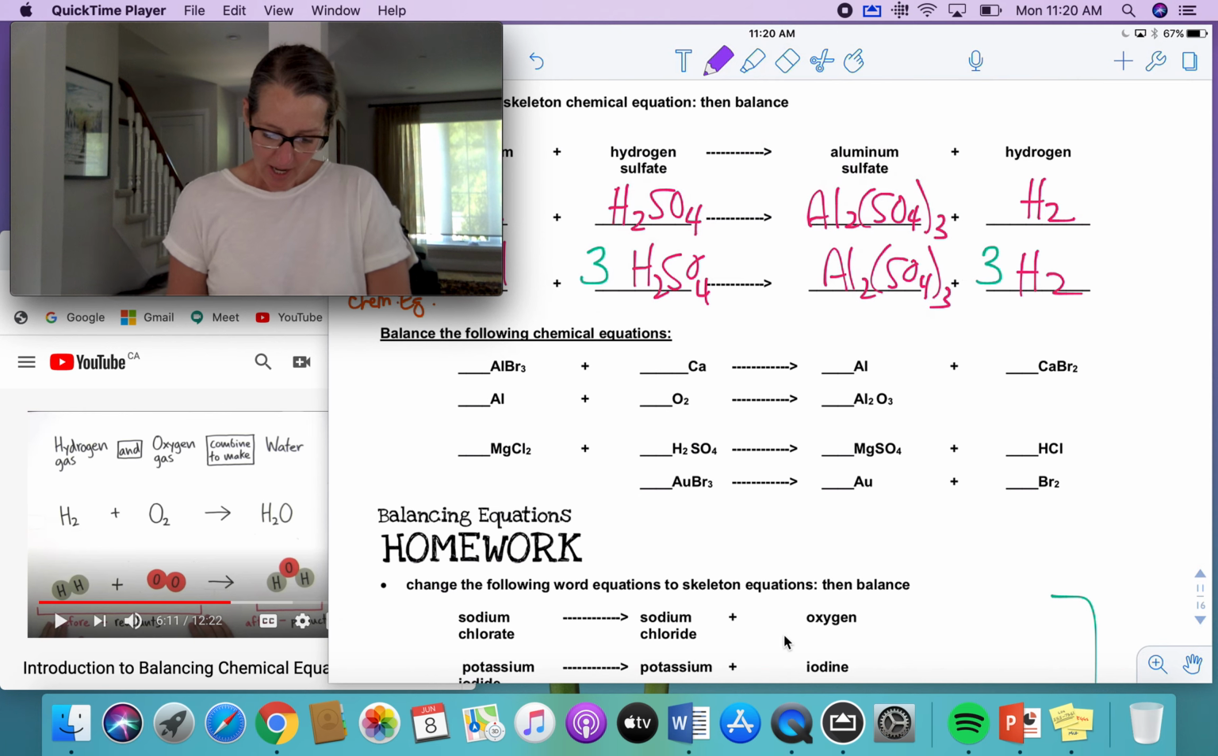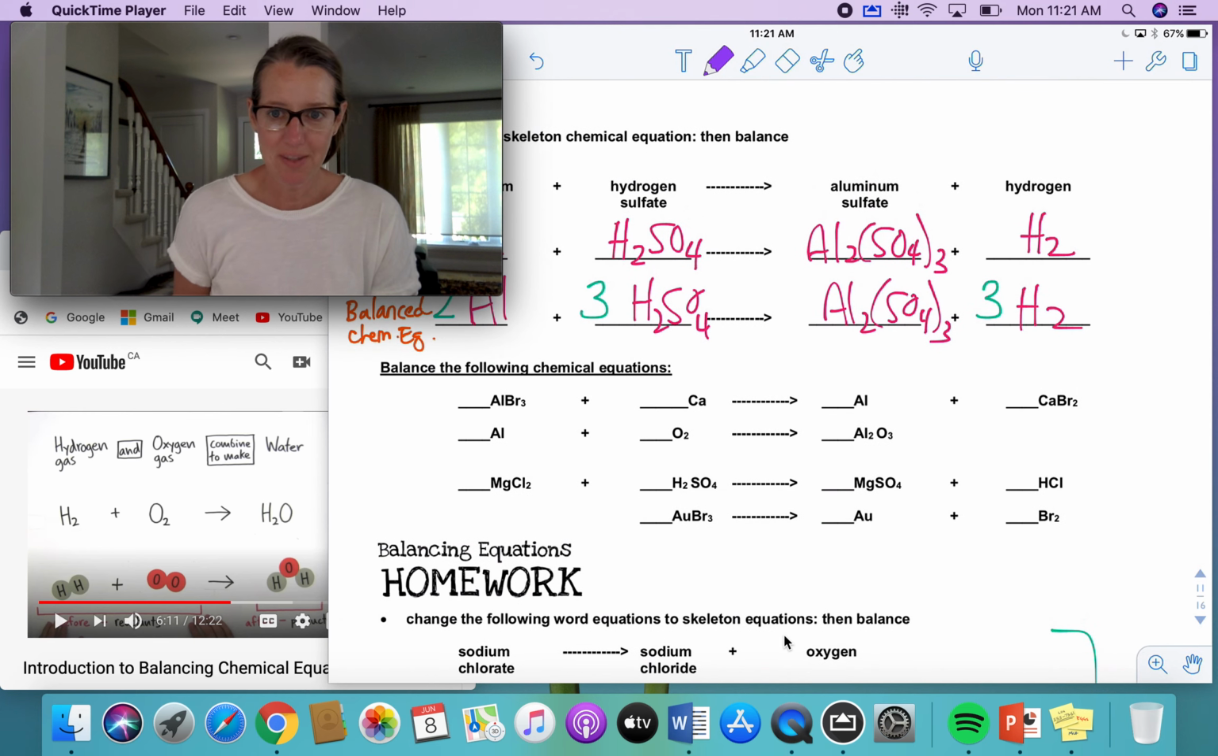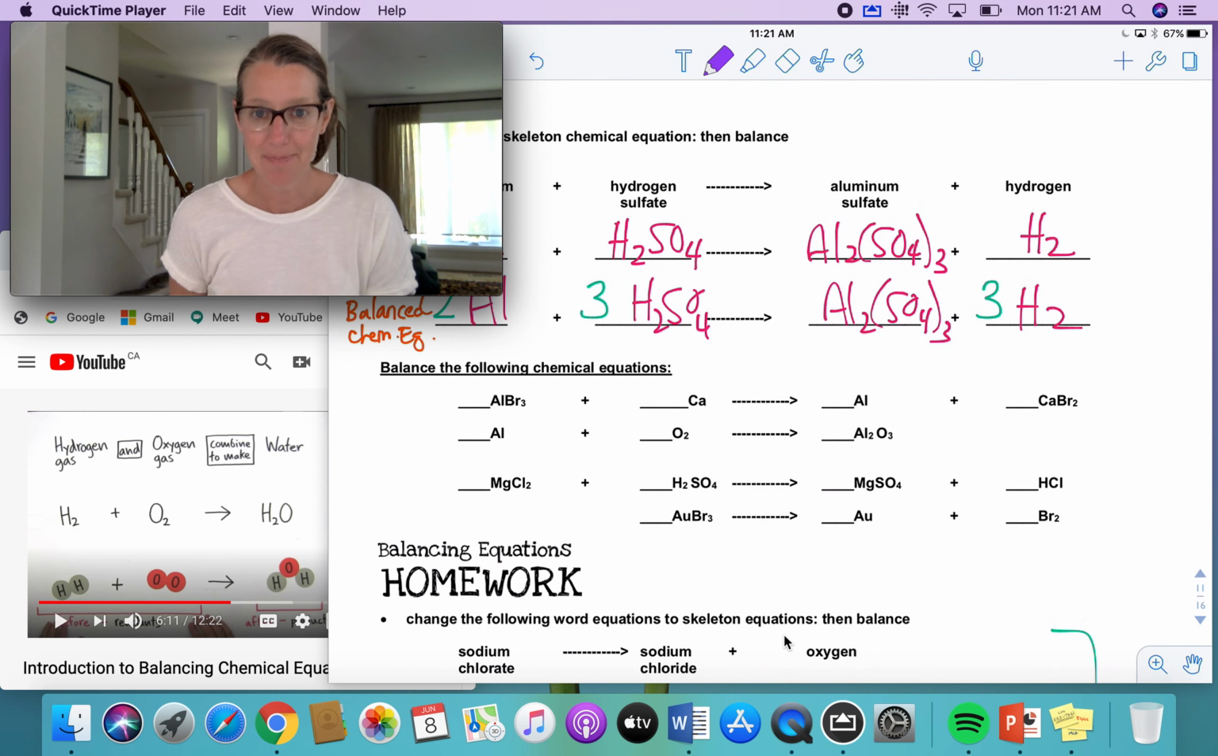Here we go. Aluminum bromide and calcium gives me aluminum and calcium bromide. I've already taken the word equation and just given you the skeleton equation. Let's balance that. Where am I going to start? I'm going to start with my bromine, because I've got an odd number on one side and an even number on the other side. And then I'm going to have calcium and aluminum left over, and I can balance those with an even or an odd number no matter what I need. So here's the trick. Odd on one side, even on the other.